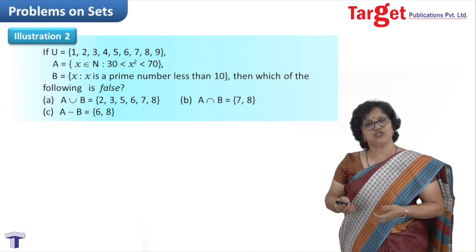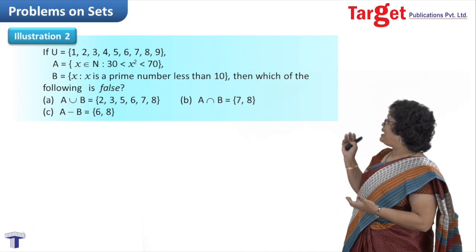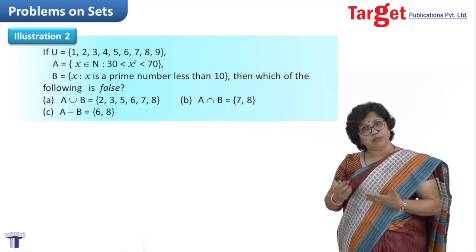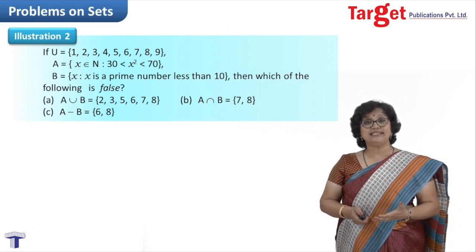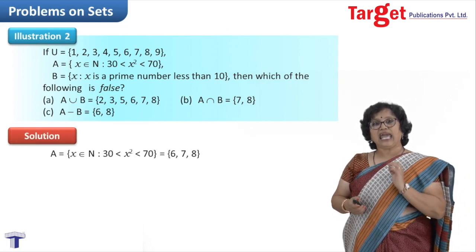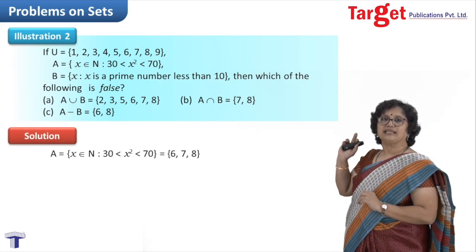Then, which of the following is false? And then follow A union B, A intersection B, etc. So to answer those, A intersection B or A union B, we will have to work on A and B separately first. So we start like this, that A should be, I have written there, 6, 7, 8.